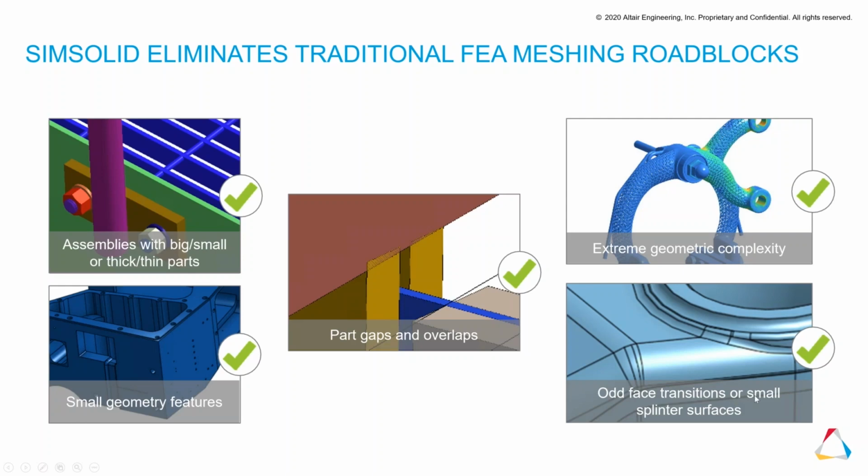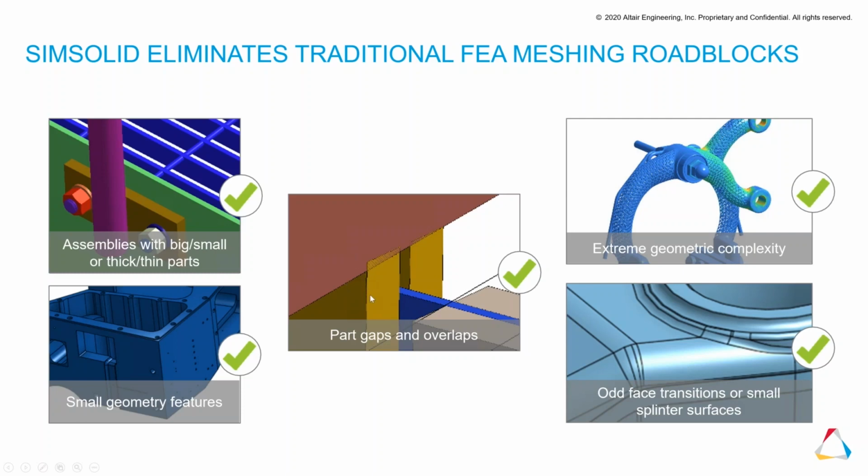On the lower right, another typical issue with meshing is you have a lot of odd face transitions or small or splinter surface patches that you have to mesh around to get a nice smooth mesh through. And these days there's a lot of lattice-based structures, so this extreme geometric complexity is also problematic for meshes. But one of the things that was most important for SimSolid was we wanted to find a way to elegantly and robustly connect parts together.